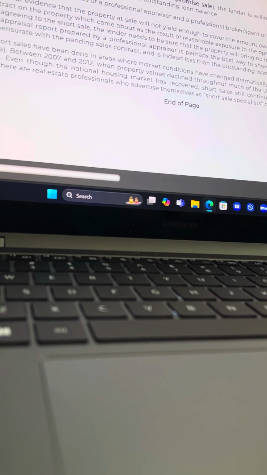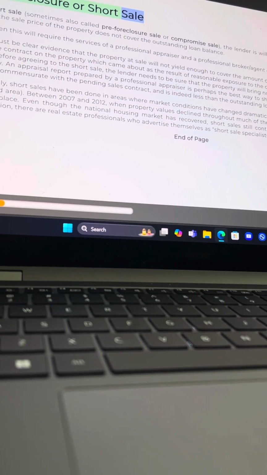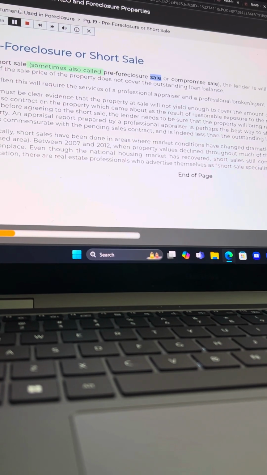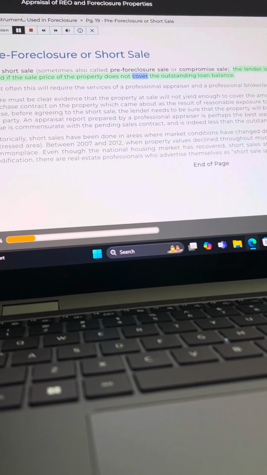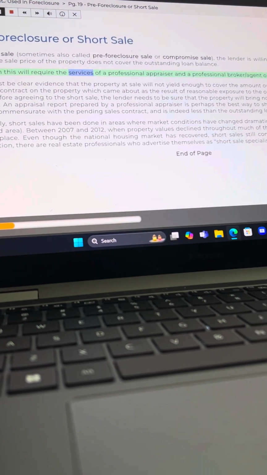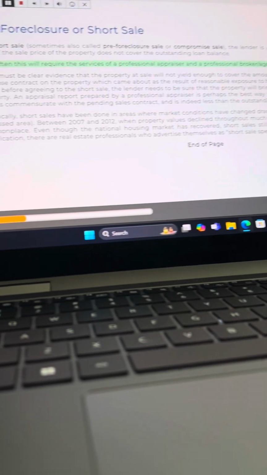Pre-foreclosure or short sale. In a short sale, sometimes also called pre-foreclosure sale or compromise sale, the lender is willing to accept less than the full amount owed if the sale price of the property does not cover the outstanding loan balance. Most often this will require the services of a professional appraiser and a professional broker/agent or auctioneer.